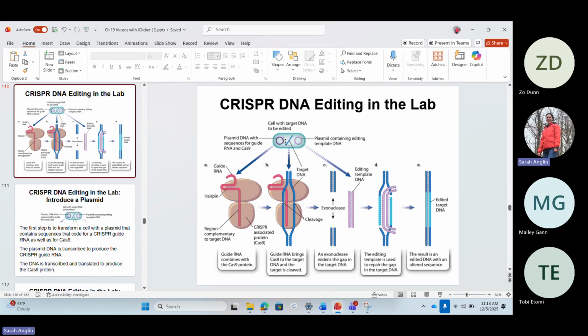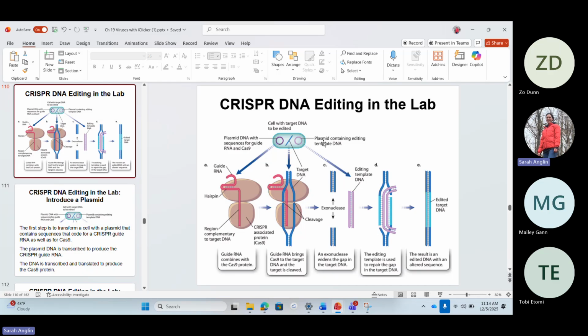Right? This plasmid also encodes information that can be used, through transcription and translation, to produce Cas9. So the guide RNA and Cas9 associate together, and then they can recognize the target DNA, and then Cas9 will cleave the target DNA. So now there's a gap that is produced in this genome.